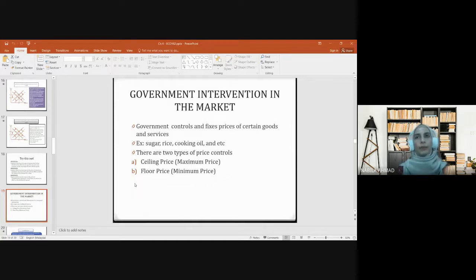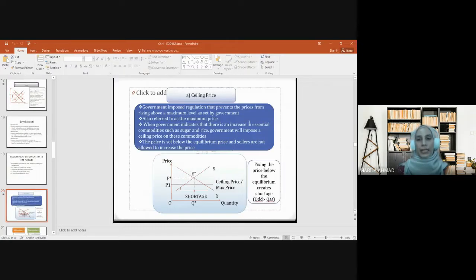Okay. So sometimes government might think that harga barang-barang komoditi, essential komoditi ini terlalu tinggi dan dia akan harm consumer. So because of that, government fix the price to consumer. And sometimes government think that the price is too low and it will harm producer. Harga barang terlalu rendah dan dia akan menyebabkan producer bermasalah. Jadi government akan intervene and fix the price. So basically, there are two types of price control, which are price ceiling atau kita panggil sebagai maximum price, and price floor kita panggil sebagai minimum price. Okay, so cuba kita tengok price ceiling.